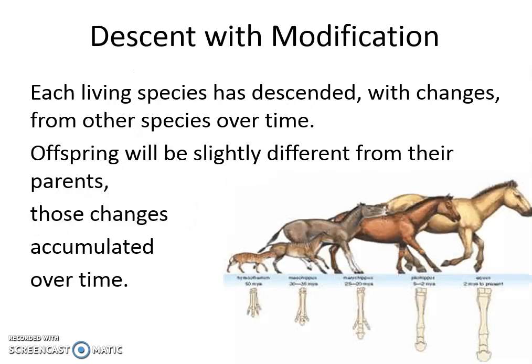This idea of descent with modification, so sometimes you'll hear natural selection or evolution talked about as descent with modification. The idea behind that is that each living species has descended with changes from other species over time. Offspring are slightly different from their parents, and those changes accumulate over a period of time.